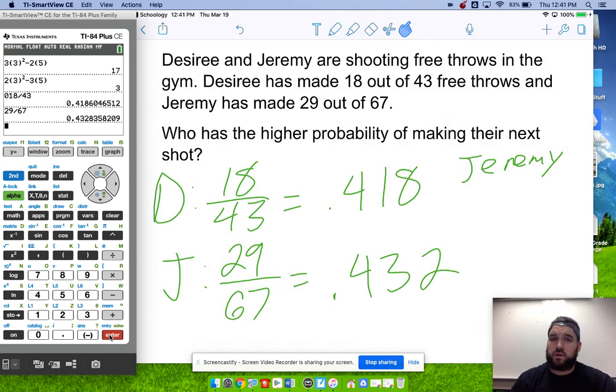It's about the only thing we're going to talk about experimental probability, but that's just an example of how you would use it. So if a question asks, what is the probability that Desiree's next free throw is made, you would have to say 0.418 because she's made 18 out of 43.